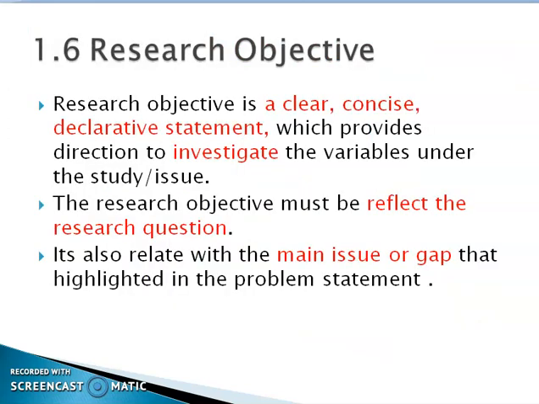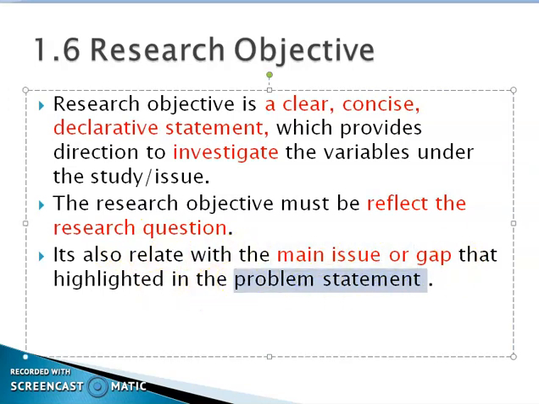Let's continue with research objective. A research objective is a clear, concise, declarative statement which provides direction to investigate the variable under study or the issue. The research objective must reflect the research question, so the idea written in the research question must be coherent in the research objective. It also relates to the main issue or gap highlighted in the problem statement. So from the problem statement to the research question until the research objective, they must be coherent.